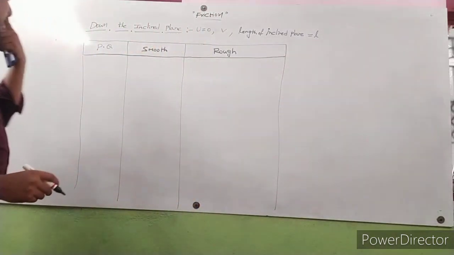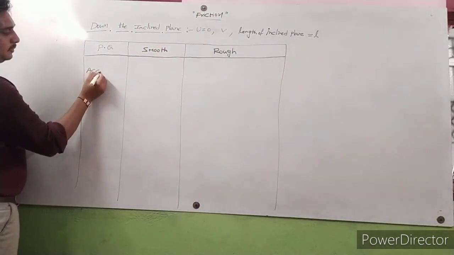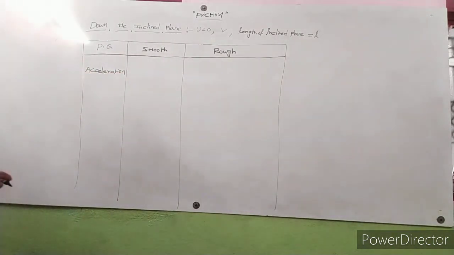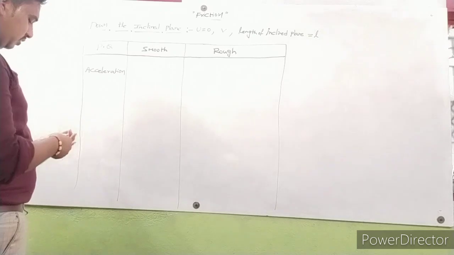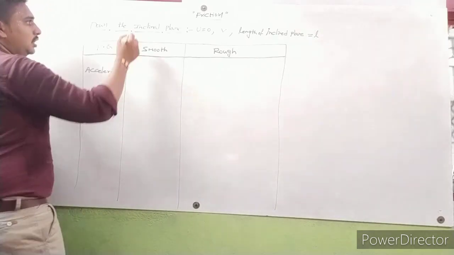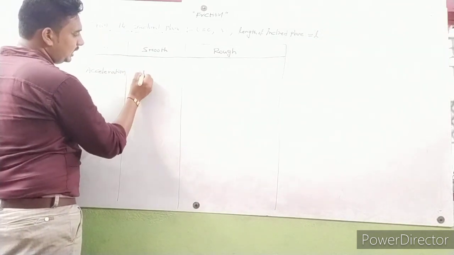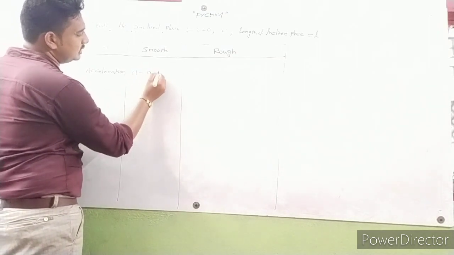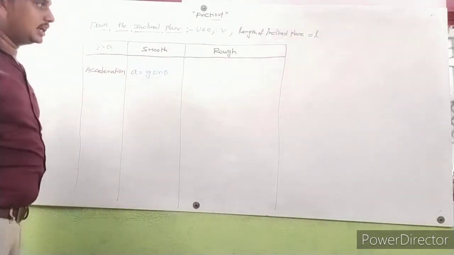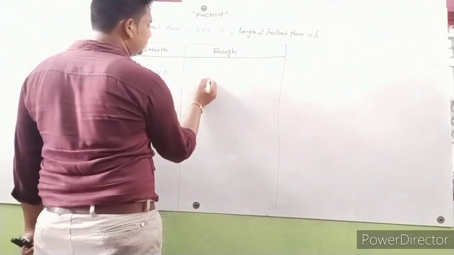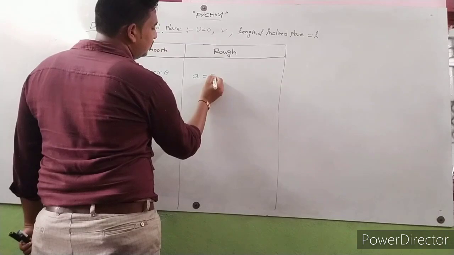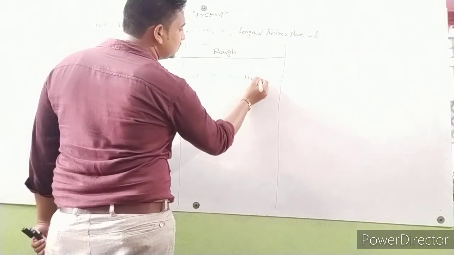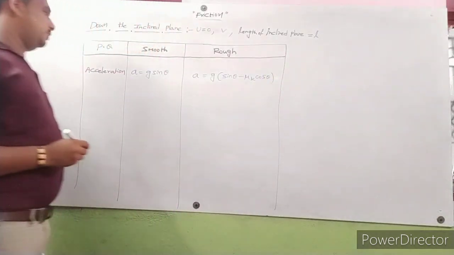First, acceleration. Down the inclined plane, for the smooth plane, a is equal to g sin theta. For the rough inclined plane, a is equal to g into (sin theta minus mu k cos theta).